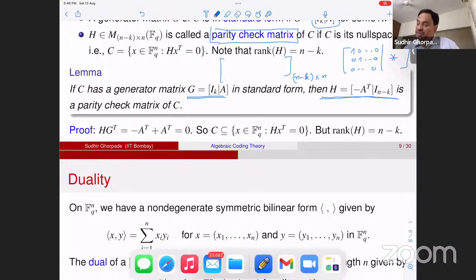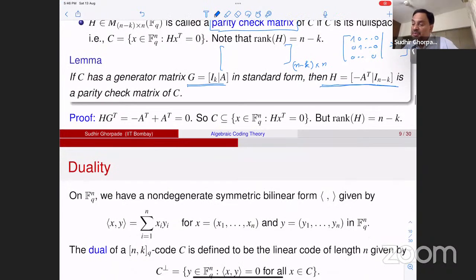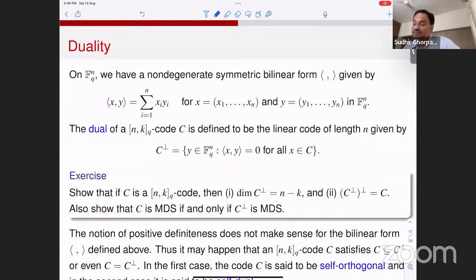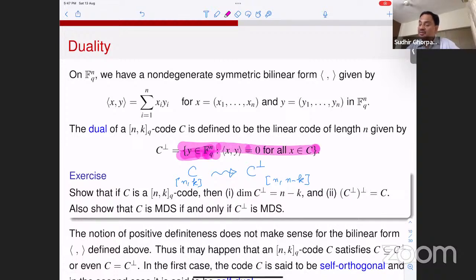Okay, I want to introduce to you one more notion, a very basic notion in coding theory, of duality. So to a code C, you can associate something called its dual. If this is a code of length n and dimension k, the dual would be a code of length n and dimension n minus k. And how is it defined? It is defined as follows. The dual of a linear code C is the set of those vectors y such that the dot product of x and y is 0 for all codewords x of C.